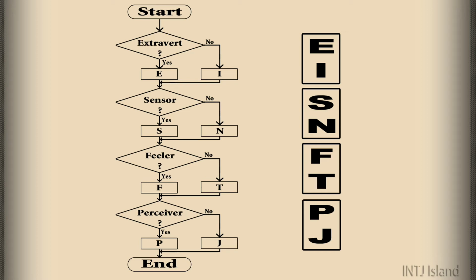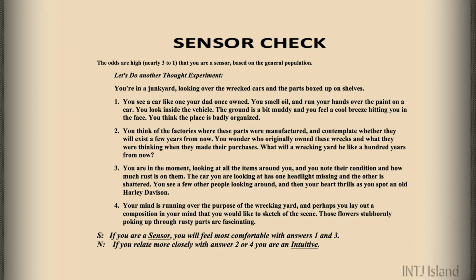The next letter has to do with sensing or intuition. These are perceiving functions, or the way you take in information about the world around you. Are you an S, a sensor, or an N, an intuitive? If you are not sure, let's check. 3/4 of the population are sensors.